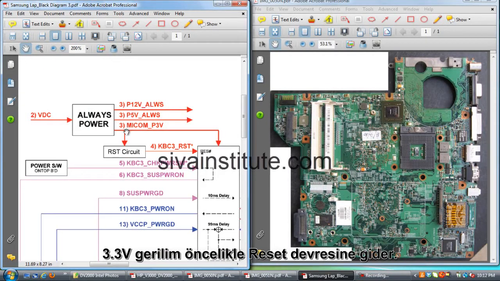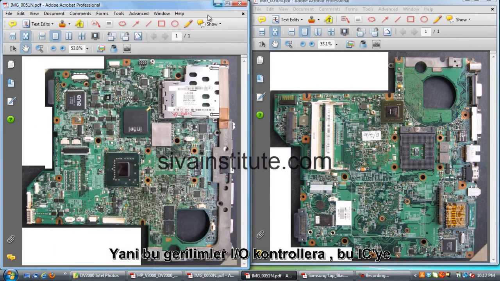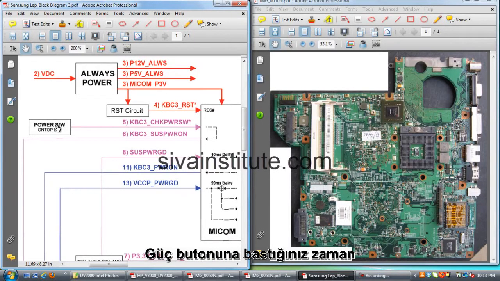From this regulator, 3.3 volts goes through the RST reset circuit. Reset voltage goes to the IO controller IC. So from this IC, 3.3 volts goes to this IC's supply pin and reset pin also. When you press the power button, this pin, that means the microcontroller IC, the SIO controller chip pin, is grounded through the power switch. This pin has a 3.3 volts supply. When you press the power button, this voltage goes to 0 and this function will start.